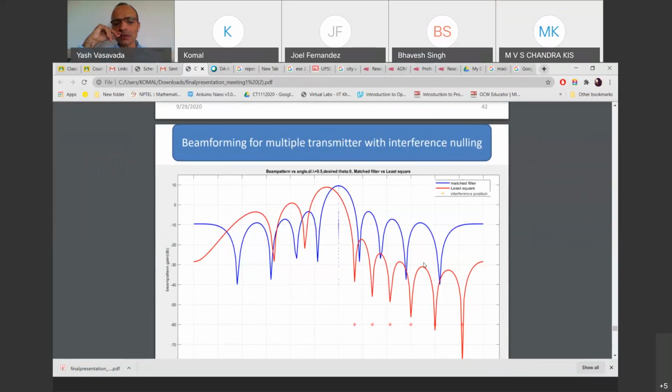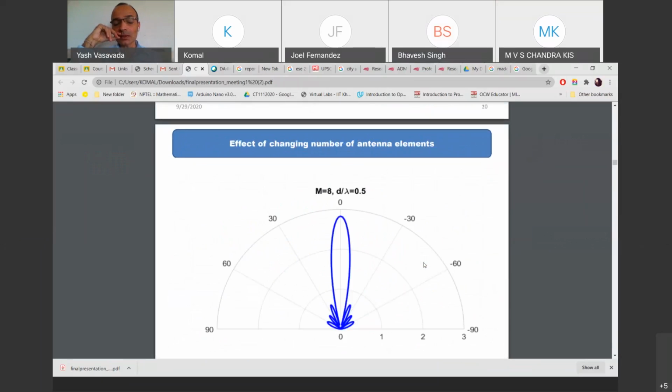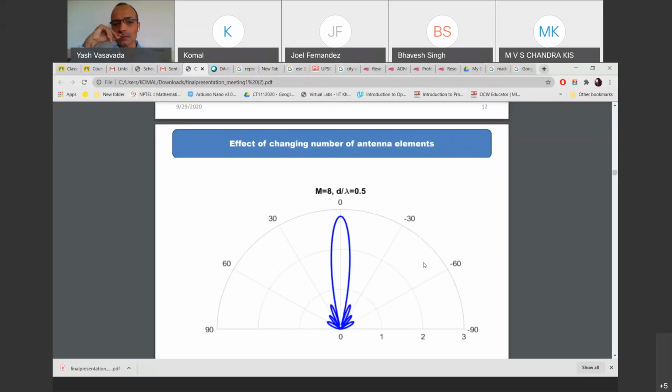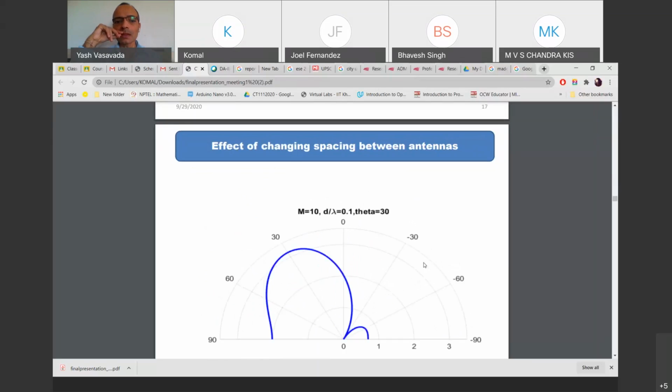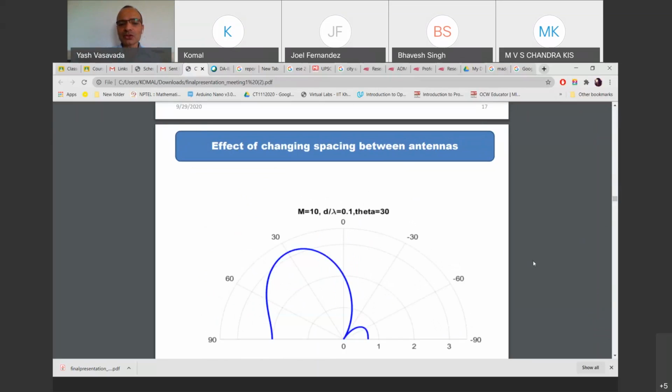Go at the beginning where you were showing what happens as you reduce the spacing or increase the spacing. Can you make it full screen? Otherwise, it's fine. So this is where Komal kept d over lambda to be 0.1, and she's getting a particular beam. Now, Komal, show what happens as you increase that.